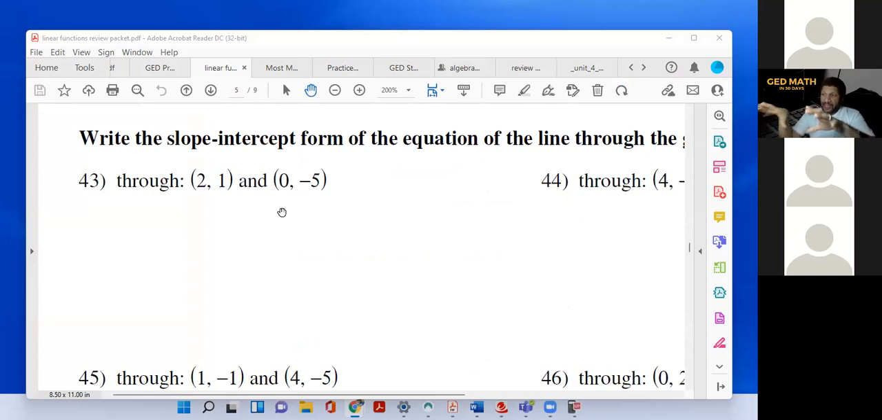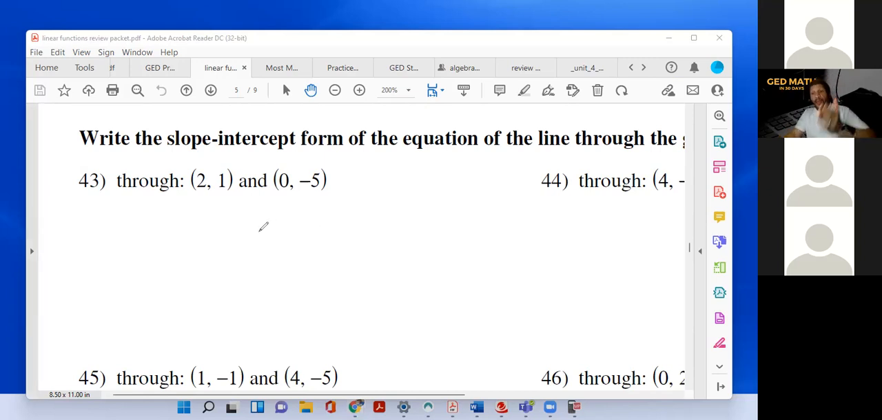So this is a guaranteed problem on your exam. It's guaranteed. They're gonna give you 2 points and they're gonna ask you 2 things, either to find the slope or find the equation of the line. They might ask you both, but it's guaranteed on every single GED exam. They're gonna give you 2 points. They're gonna ask you to find the slope, or they're gonna ask you to find the equation of the line. Okay, so since we don't have a lot of time left, I'm going to do this problem.